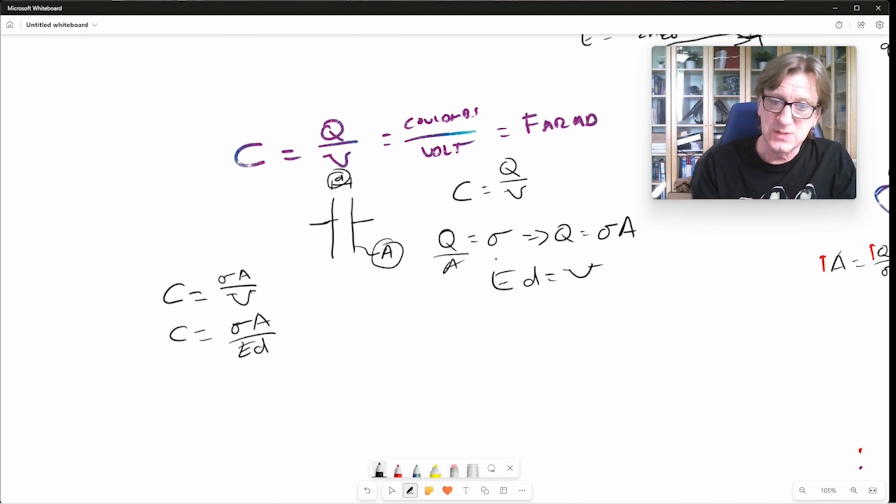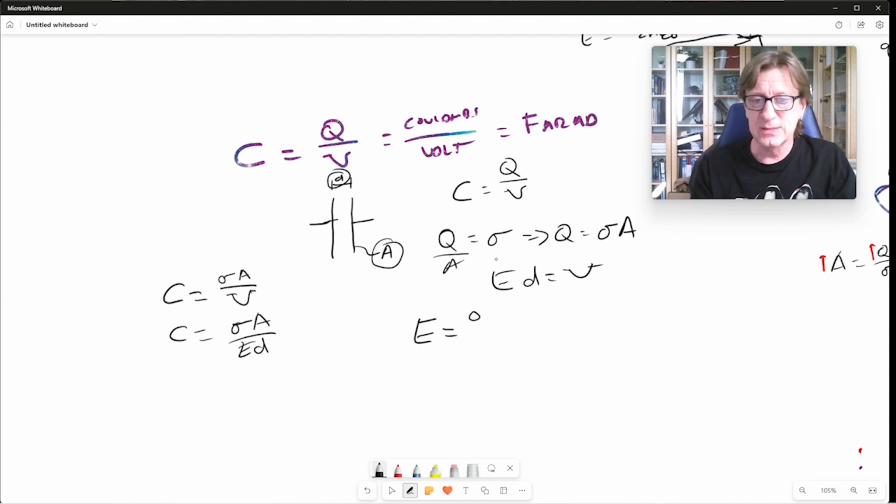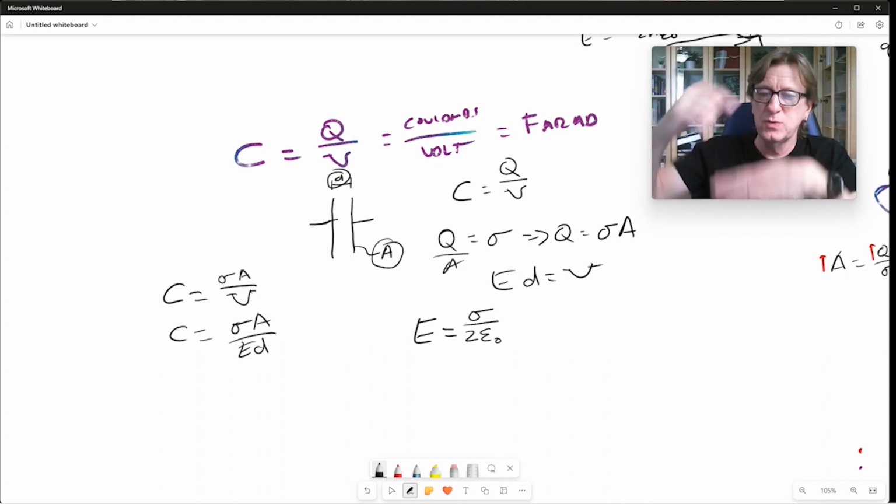Okay, well, we just found the expression for an electric field. For one of the plates, we decided it was sigma over 2 epsilon naught. That's for one of the plates, but we have 2. So the total electric field is going to be due to 2 of these plates.